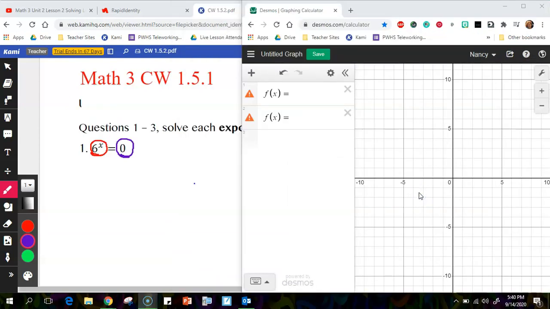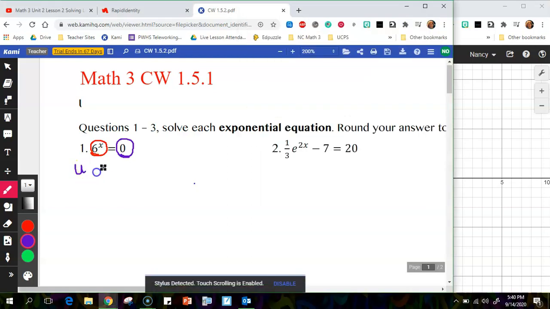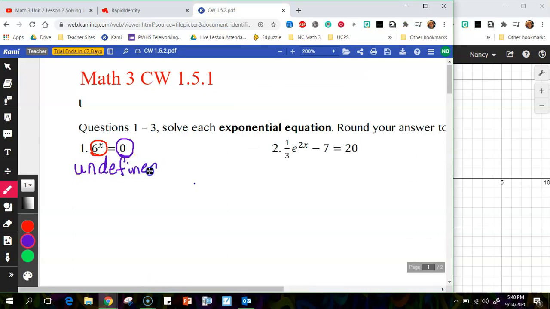So anyway, if you get one like that where you can see for sure that they do not intersect anywhere, the answer is undefined. So our answer for the first one is actually undefined. I'm kind of upset about that because I would rather be able to do one that would work out. So you can say undefined. You could also say no solution. That would be fine too.